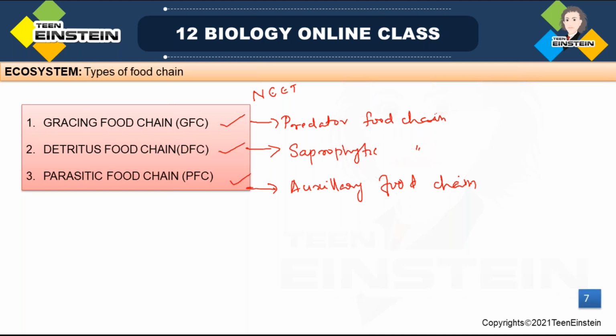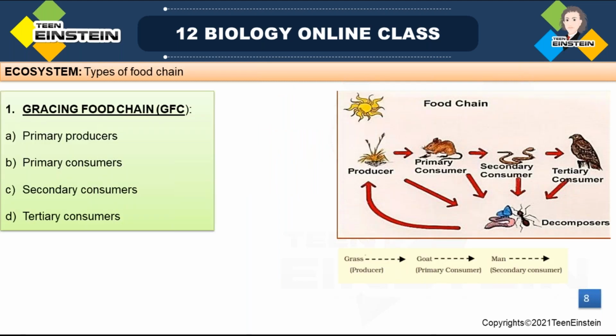So grazing food chain, detritus food chain, and parasitic food chain. Grazing food chain is otherwise called predator food chain. Detritus food chain is otherwise called saprophytic. Then parasitic food chain or PFC is otherwise called auxiliary food chain. Next, each one we are going to explain. First one is grazing food chain or GFC.